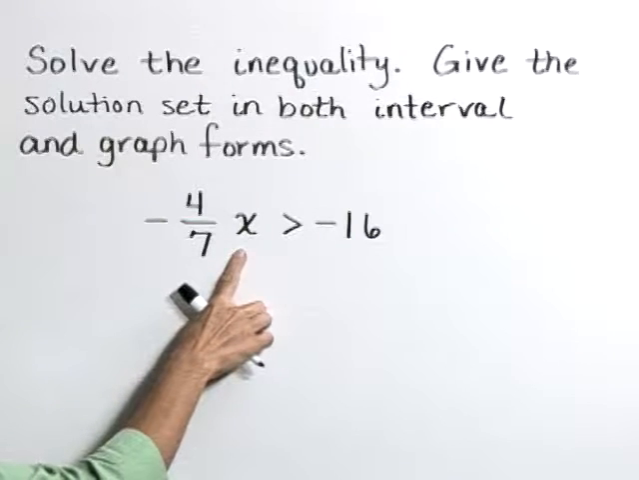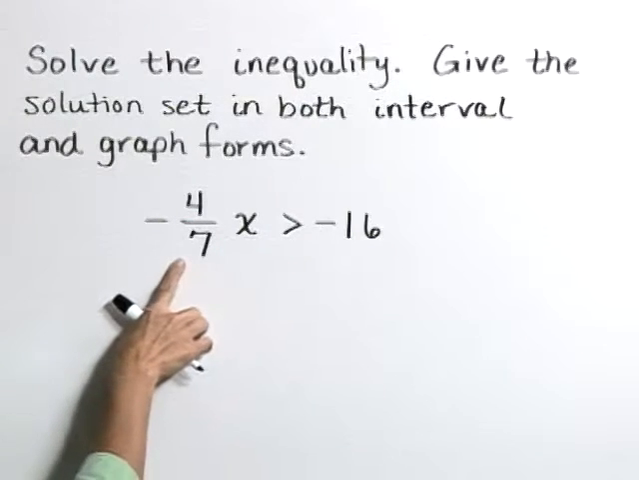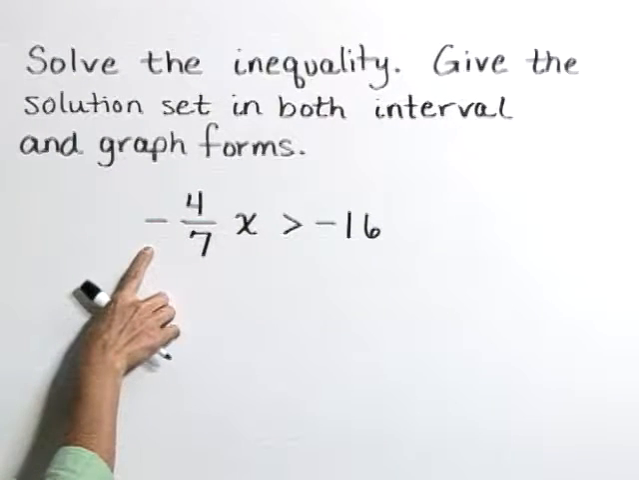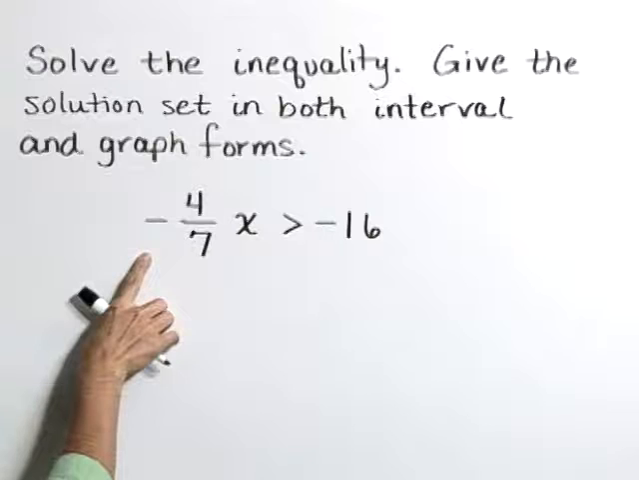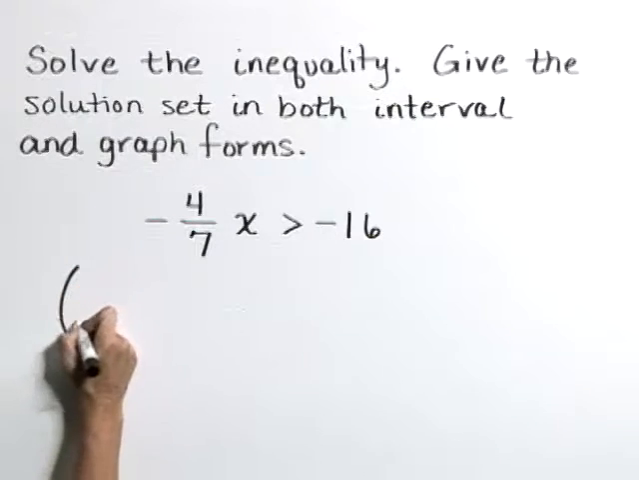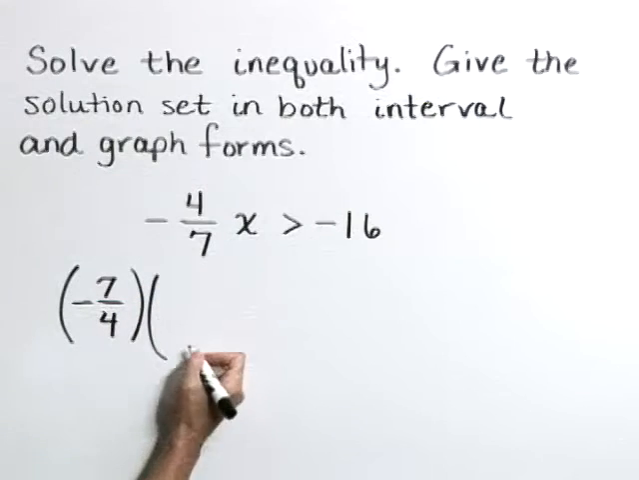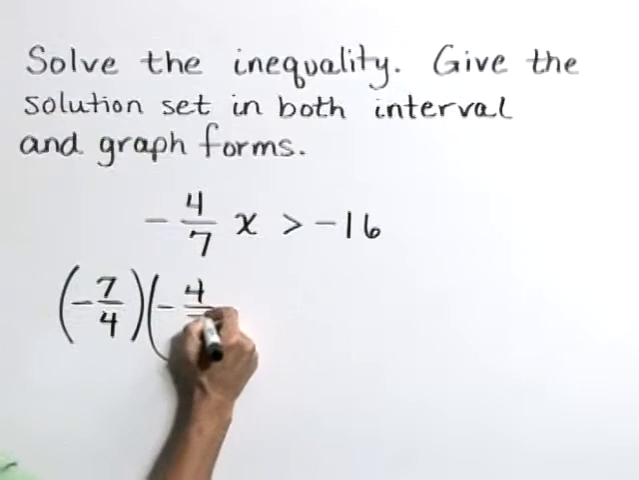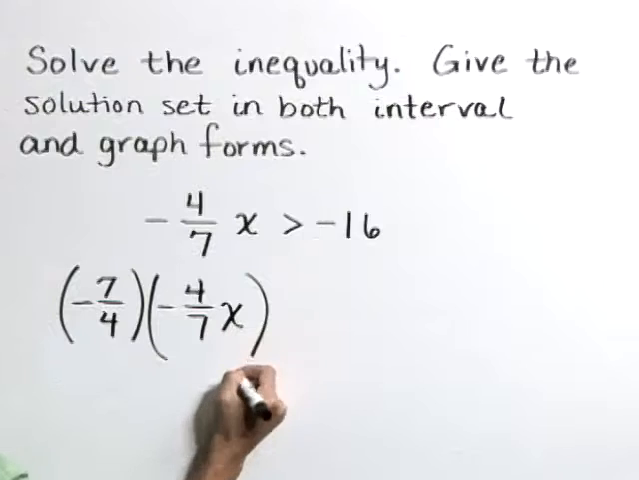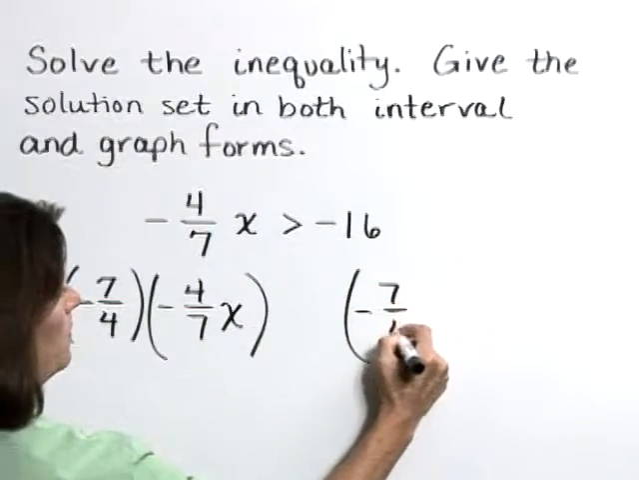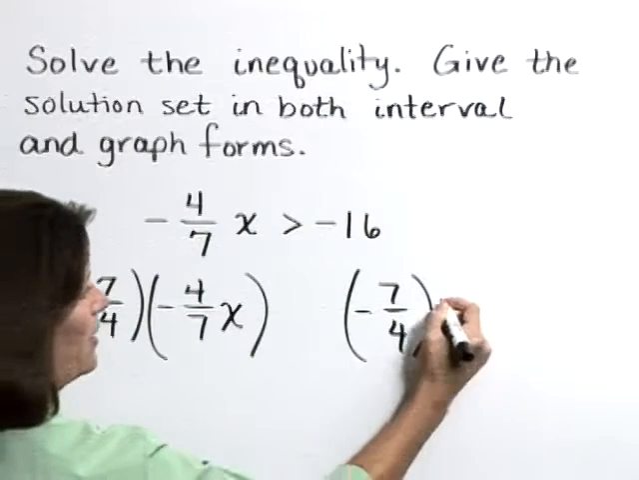We want to isolate x, and I'm going to do that by multiplying both sides by the reciprocal of negative 4/7, which is a negative 7/4. Here we go. So a negative 7/4 times the left-hand side. And we'll do a negative 7/4 times the right-hand side as well.